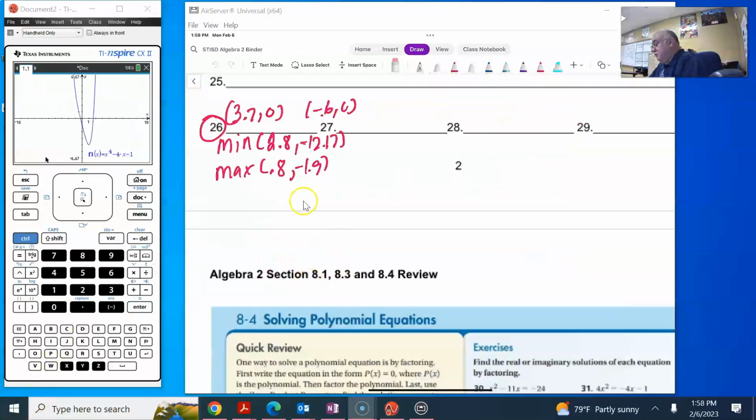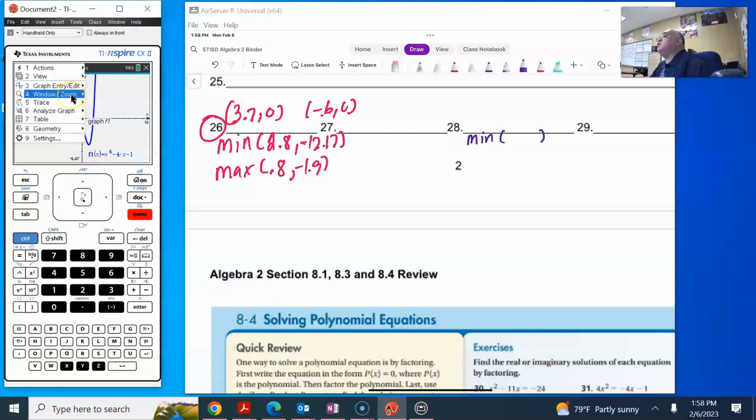Okay, I just graphed number 28. We have x to the fourth minus 4x minus 1. And I think you notice it appears that there's no max, no local max, only a local min. What I'm going to do is zoom in. So I'm going to go to menu, window, zoom, and I think that's going to be our local minimum.